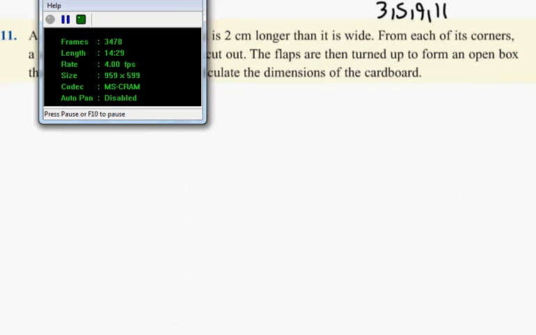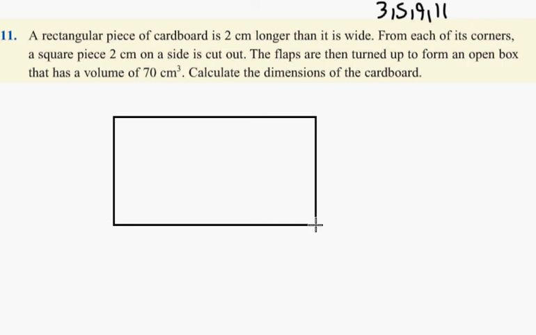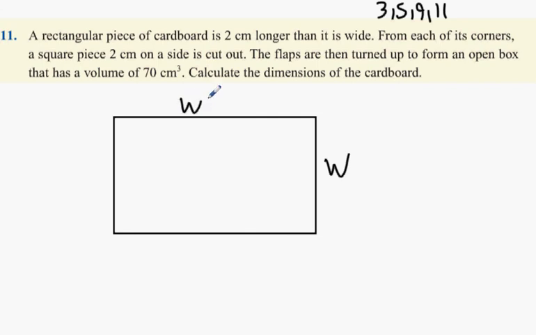Difficult. A rectangular piece of cardboard is 2 centimeters longer than its width. So I'm going to draw a rectangle, and it's 2 centimeters longer than it is wide. So let W be the width. What should be the length then? That'd be 2 times longer as opposed to 2 longer. W plus 2. You're adding on an extra 2 as opposed to doubling the size, okay?